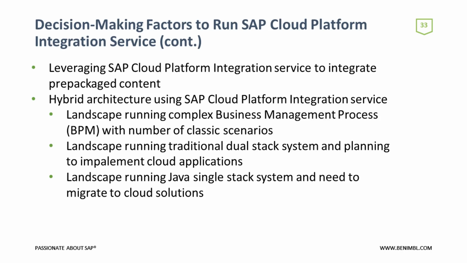If a landscape is running a complex BPM with a number of classical scenarios, that would be a potential candidate for hybrid architecture. By introducing SAP Cloud integrations, we can move a lot of classical scenarios to the cloud. And for landscapes running traditional dual stack and planning to implement cloud solutions, or landscapes having a Java single stack system that need to migrate to cloud solutions, we can do a hybrid architecture.